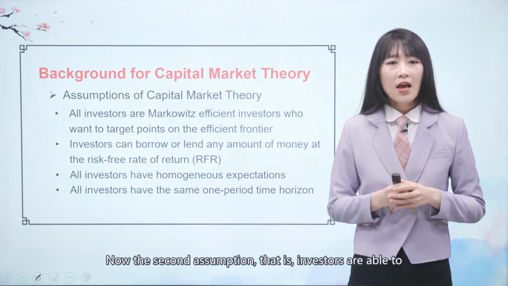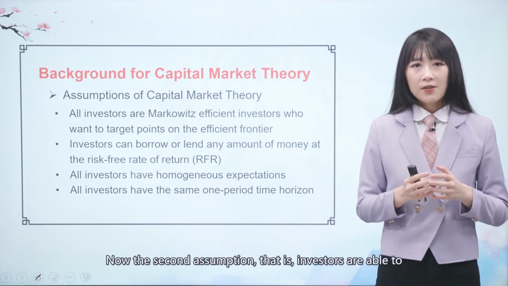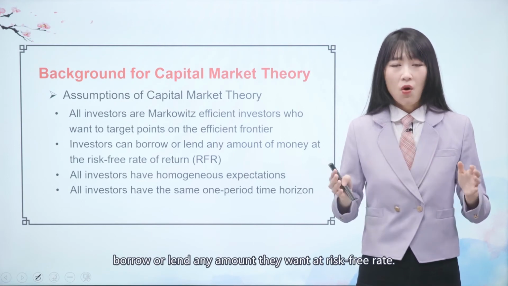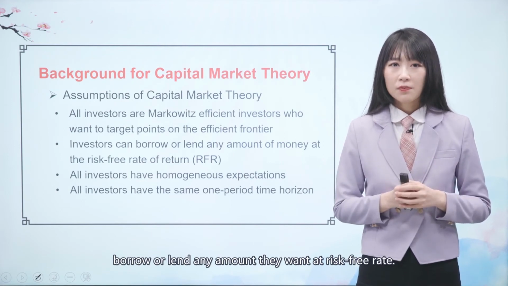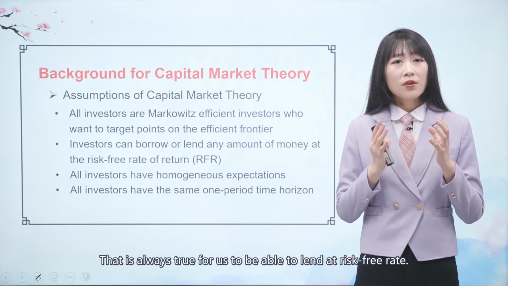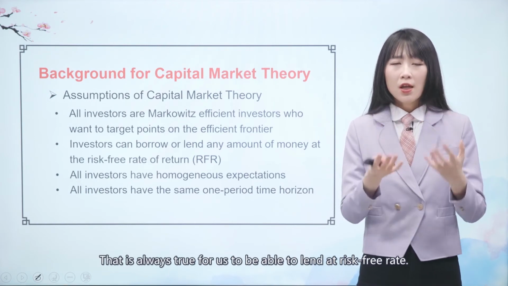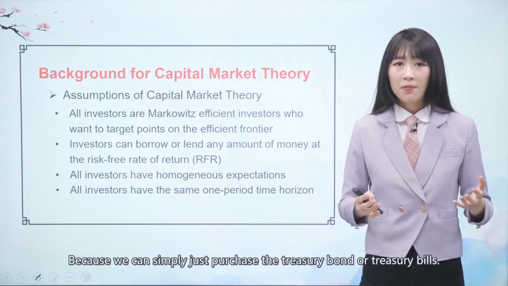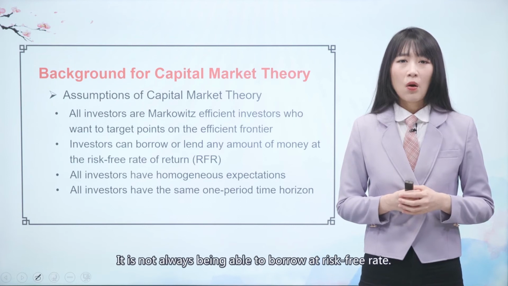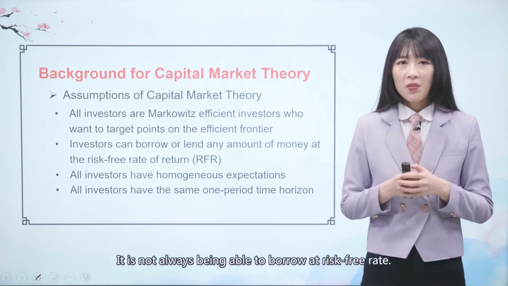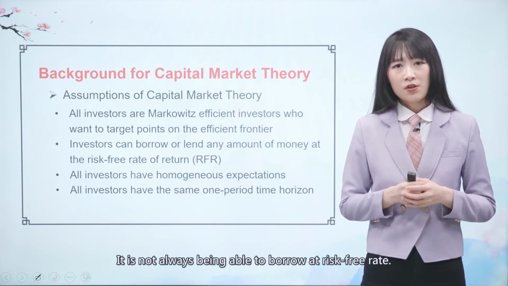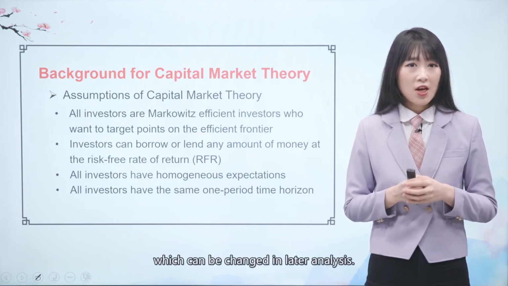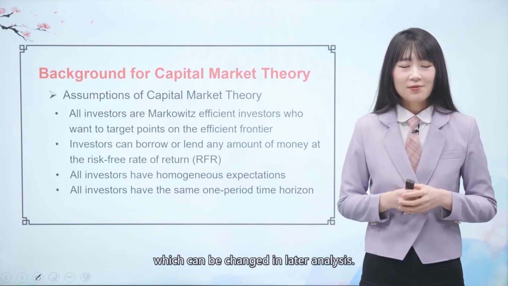The second assumption is that investors are able to borrow or lend any amount they want at the risk-free rate. It is always true that we can lend at the risk-free rate because we can simply purchase Treasury bonds or Treasury bills. It is not always possible to borrow at the risk-free rate. However, this is only an initial assumption which can be changed in later analysis.